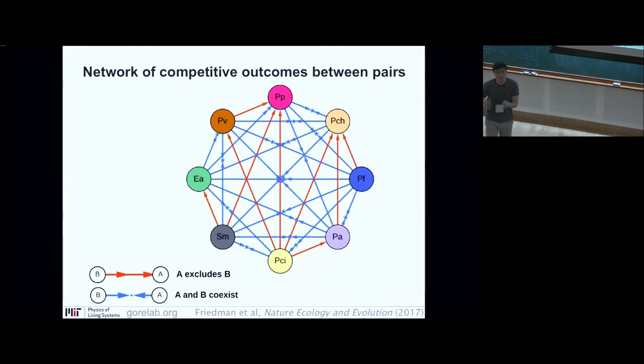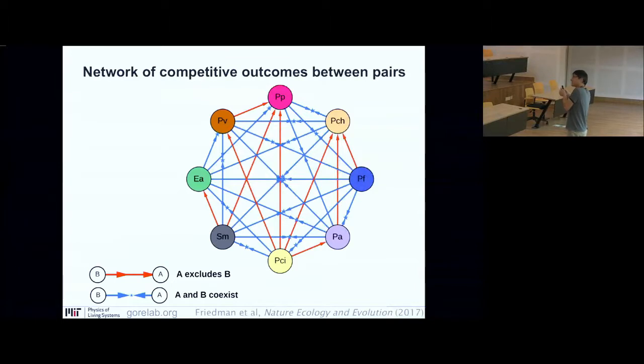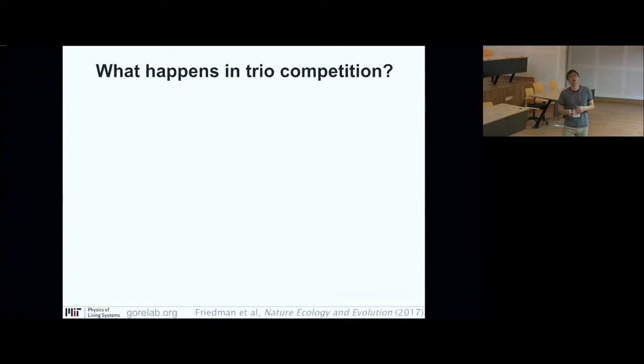So what we're doing is we're measuring the pairwise competitive outcomes in an environment, and we're trying to predict the trio outcome in the same environment. Because of course, you can always change the environment and things. Okay, so then what we want to know is, okay, well, what happens in trio competition?